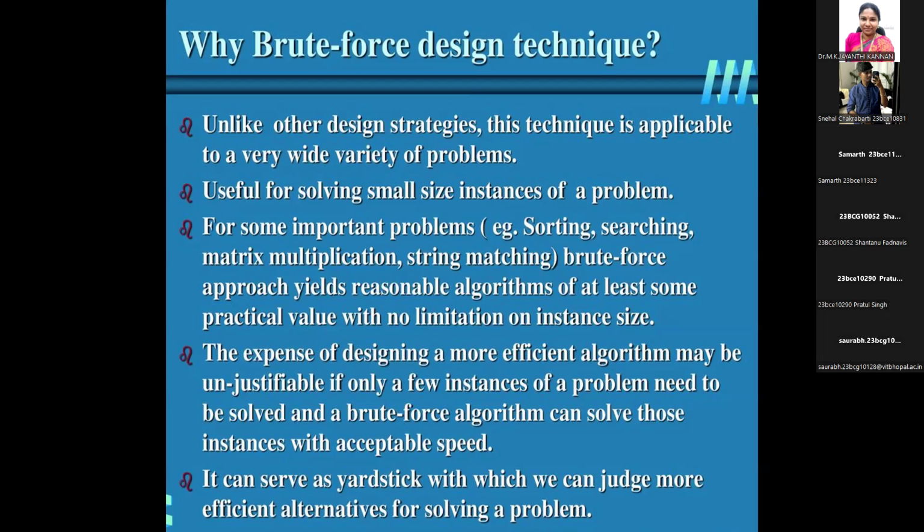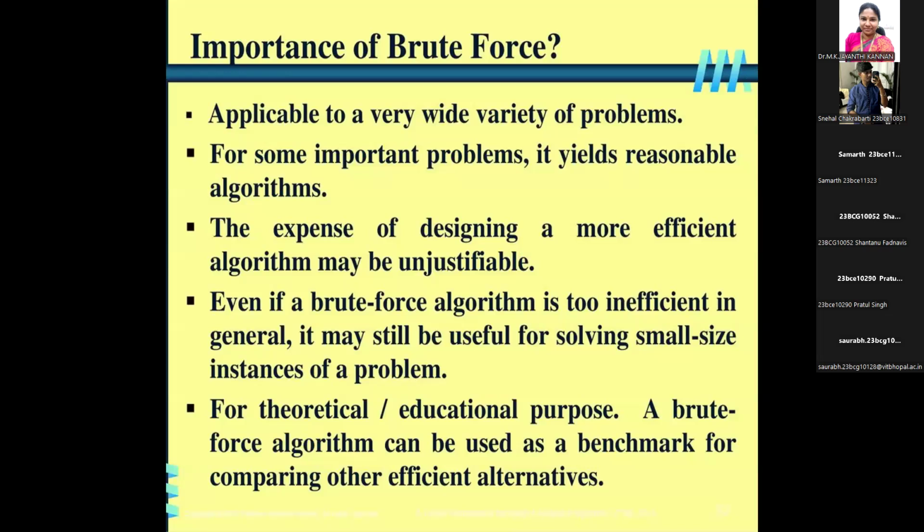It can serve as a yardstick with which we can judge more efficient alternatives for solving a problem. We can take this method as a yardstick by comparing it with other alternative methods. Anyhow, this is a good and average method which provides an optimal solution. The importance of brute force is that it is applicable to a very wide variety of problems. In general, brute force means we try all the alternatives; it can be an iterative method, or a recursive method.